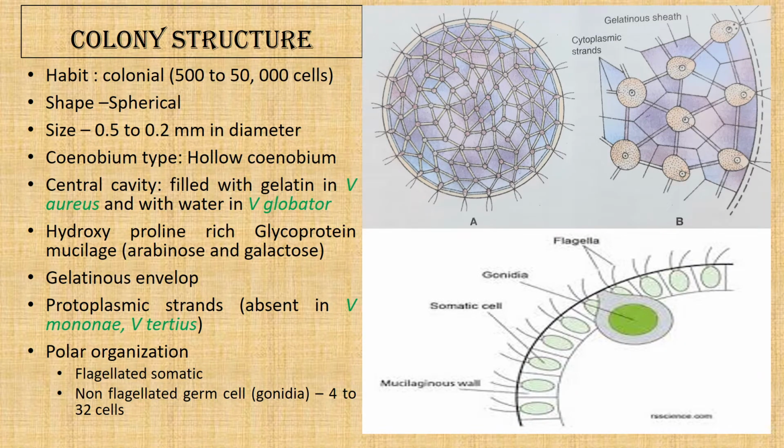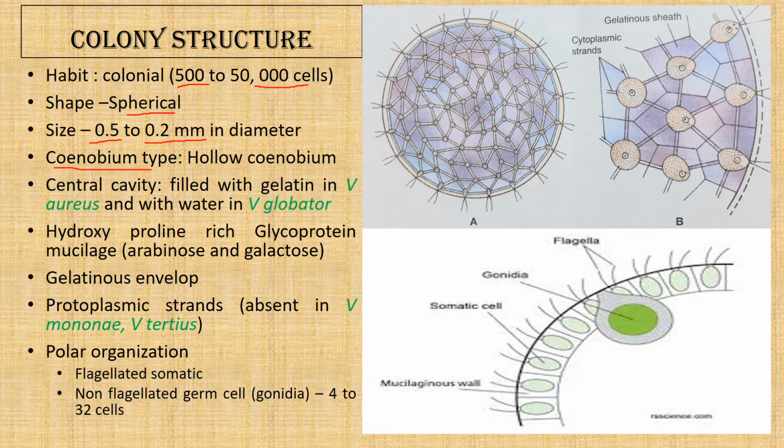Now, if we observe the Volvox colony, it is spherical in shape, and it contains a large number of cells depending upon the species of Volvox. The size of the Volvox starts at 0.5 or 0.2 in diameter. Usually in old colonies, the diameter increases, and the colony is coenobium type.